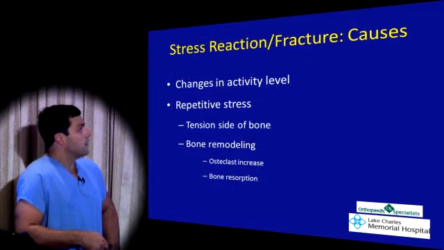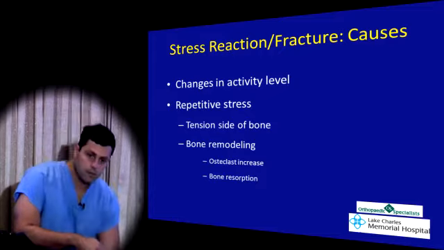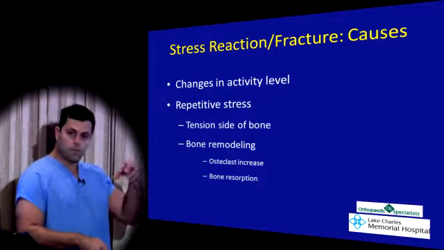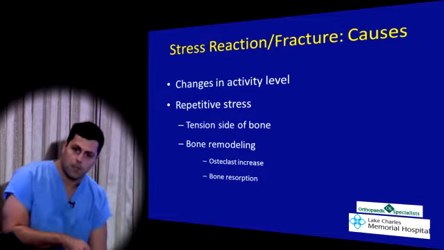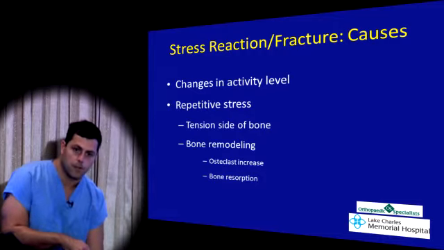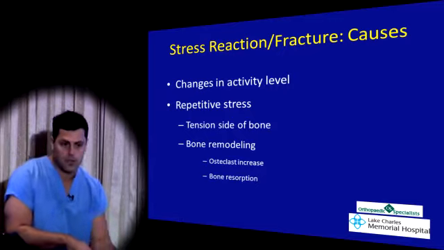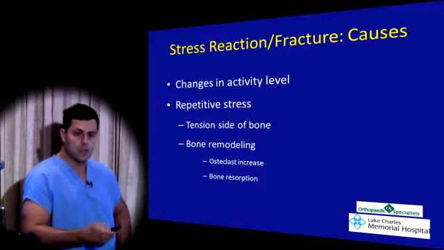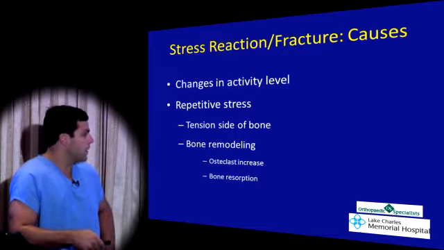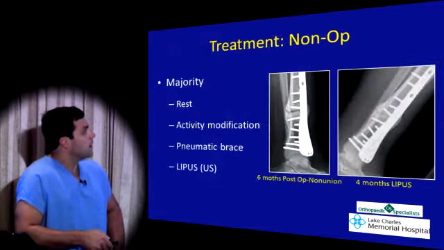So again, changes in activity levels, repeated stress. It tends to be on the tension side of the bone, so it's usually anterior. Okay, they get microfractures in the bone. The bone doesn't remodel. Everyone can feel the front of their bone. The front of the tibia is very superficial. That's why tibia fractures can be problems to heal, because the blood supply is so poor in that area. You need blood to heal bone. Okay, and bone remodeling, osteoclast. We don't need to talk about that.